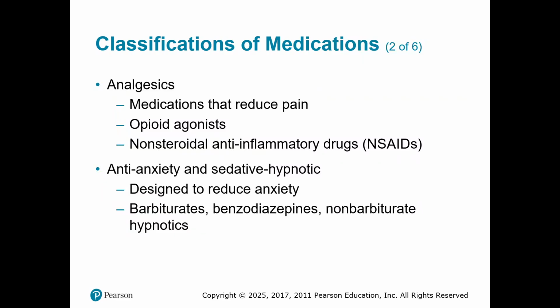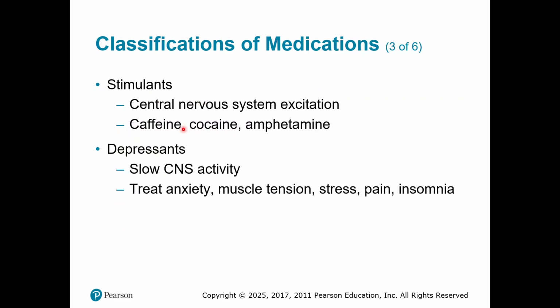Analgesics. Medications that reduce pain. Opioid agonists, non-steroidal anti-inflammatory drugs, or NSAIDs. Then we have anti-anxiety and sedative hypnotic drugs. These are designed to reduce anxiety, with barbiturates, benzos, non-barbiturates, hypnotics, all in that. Stimulants. All right, so stimulants stimulate the central nervous system. So caffeine, cocaine, amphetamines, all of those affect this stimulus.